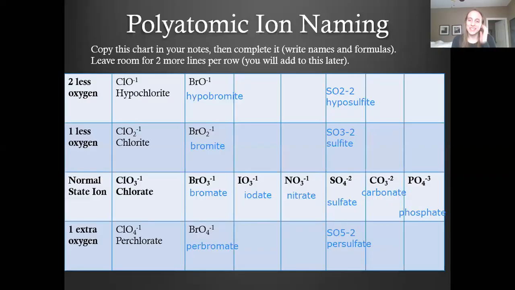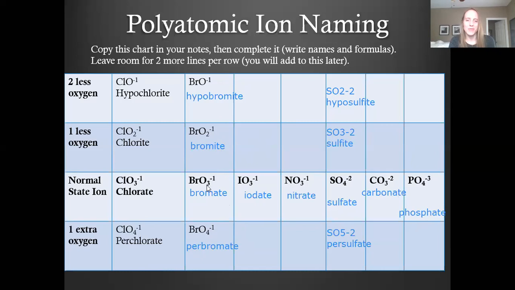Okay, so I filled out some of it for you here. I've shown you the names of all of our normal state polyatomic ions: bromate, iodate, nitrate, sulfate, carbonate, and phosphate. And then I've done a couple examples for you just to double check that you're doing it right.